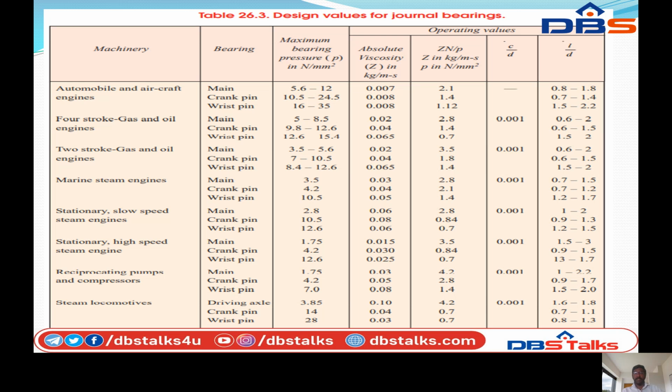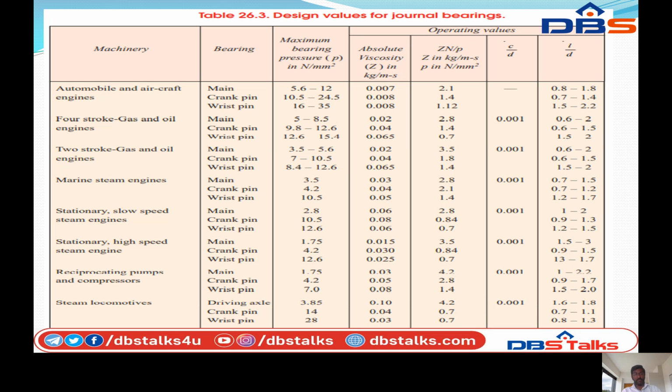This is the tabular column, design values for the journal bearing. In this table are given the machinery, bearing, maximum bearing pressure P in Newton per mm square, then operating values: absolute viscosity Z in kg per meter second, ZN by P where Z is in kg per meter second and P is in Newton per mm square, and C by D, then L by D. This table is also given in the Jalaludeen data book.